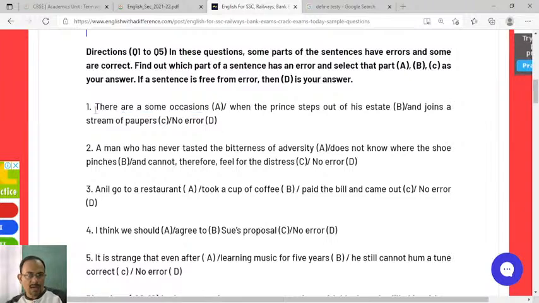The correct answer will be there are some occasions. Therefore, this part is wrong. So we have to write A here. So Tanali, thank you so much.